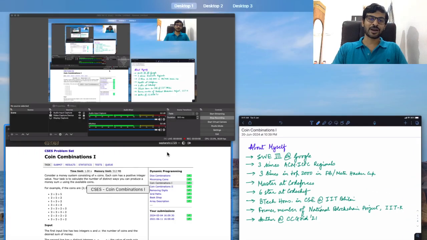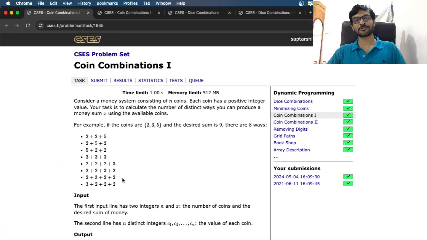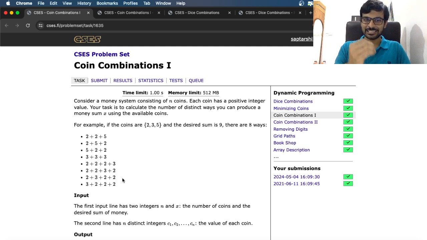So in this video, I'm back with another DP problem from the CSES problem set, Coin Combinations 1. This is the third problem of DP in this playlist. So let's look at this problem. It's slightly similar to the previous problems that we have discussed.